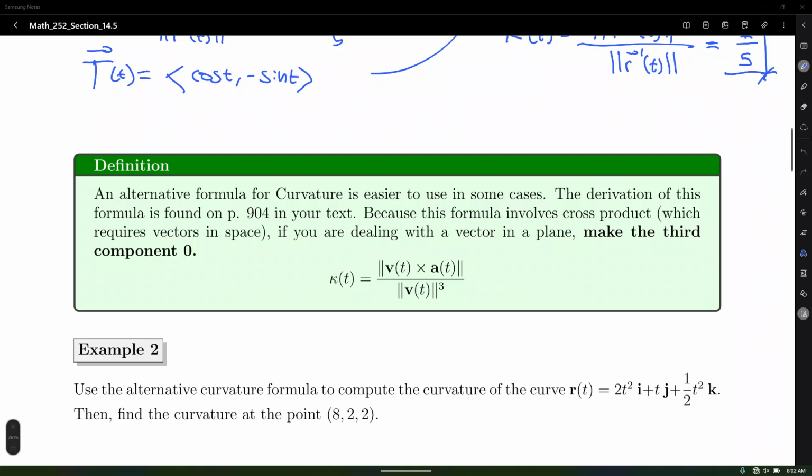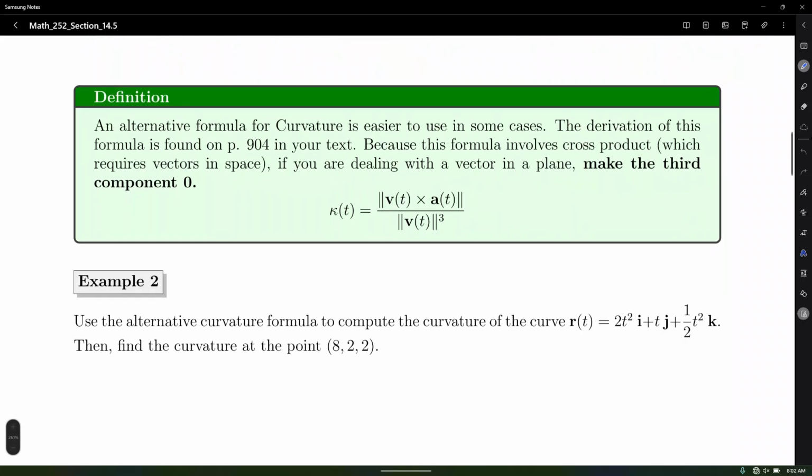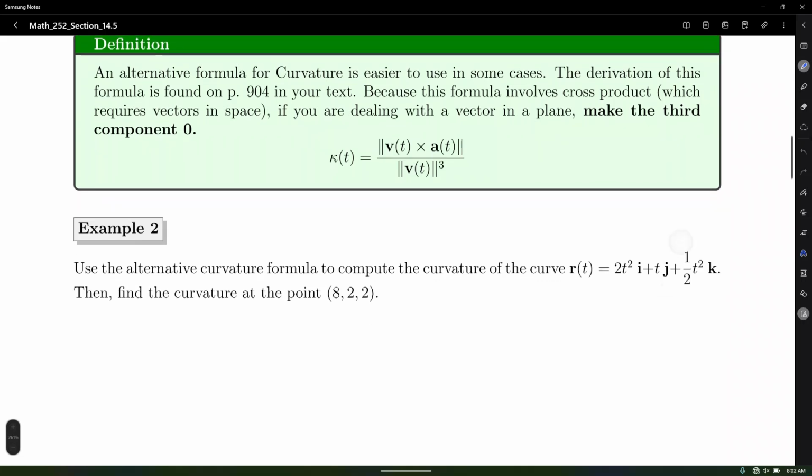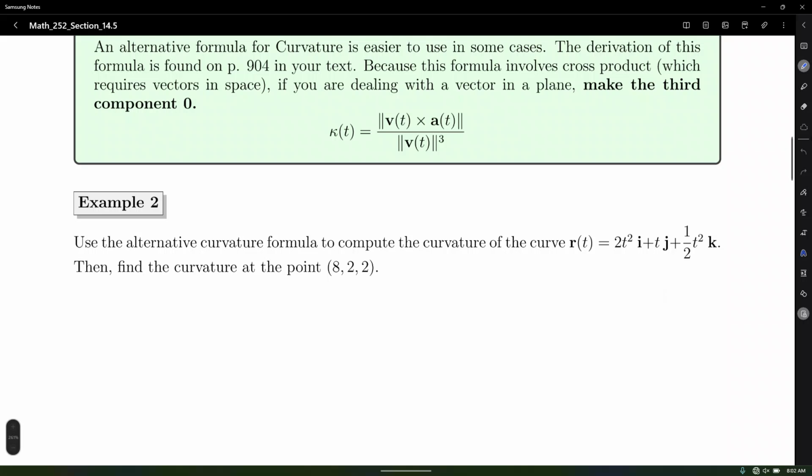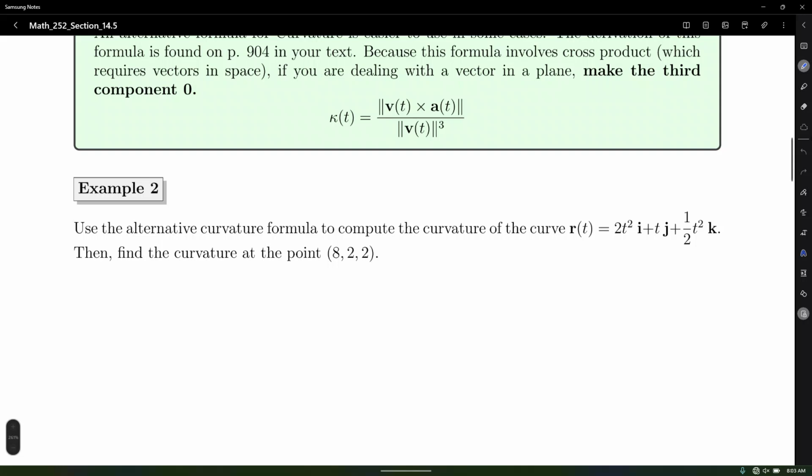So the alternative formula for curvature is easier in many other cases. Even though it involves a cross product, which, I'm not gonna lie, takes a good minute to go through, it's easier in many situations like the one we're gonna do. So let's use the alternative curvature formula to compute the curvature for the curve given by this vector valued function. Then find the curvature at the point (8, 2, 2).